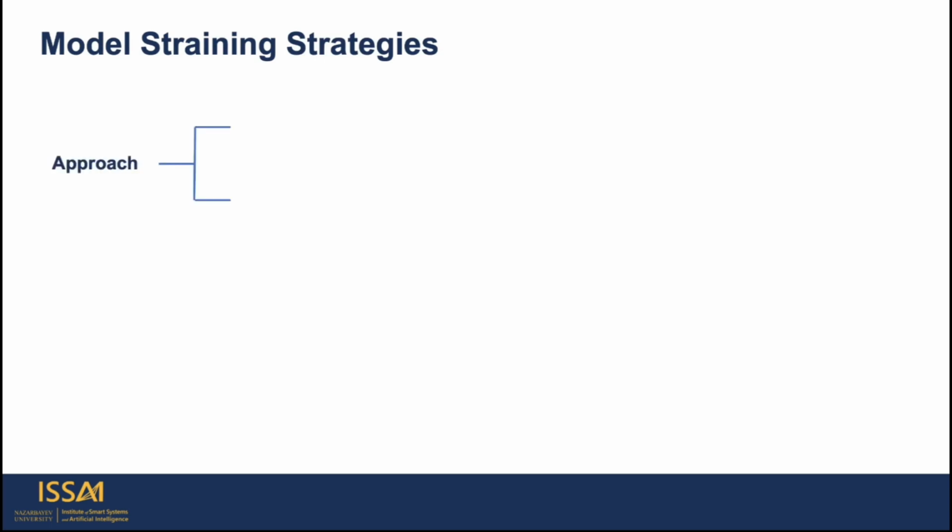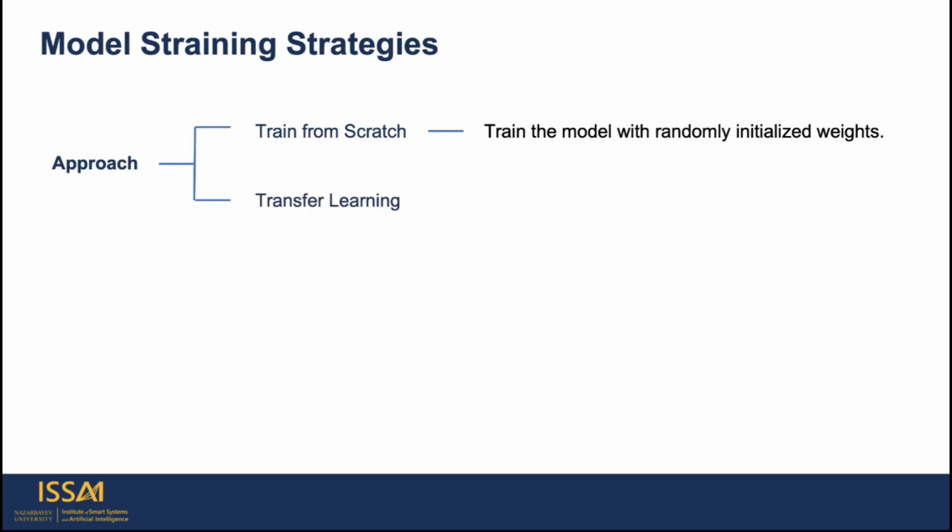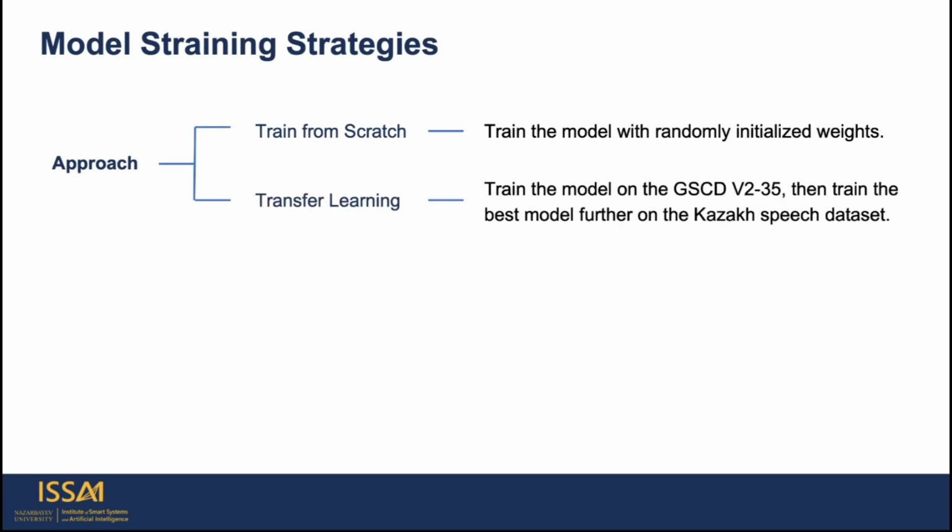We employed 2 distinct model training strategies. The first approach entailed training from scratch with random initial weights, while the second involved transfer learning. We trained the Keyword MLP model on the Google Speech Command dataset version 2 using default hyperparameters. The model achieved 94.58% on the training set and 97.39% on the validation set and 97.5% on the testing set. The results were close to the ones presented in the original paper.